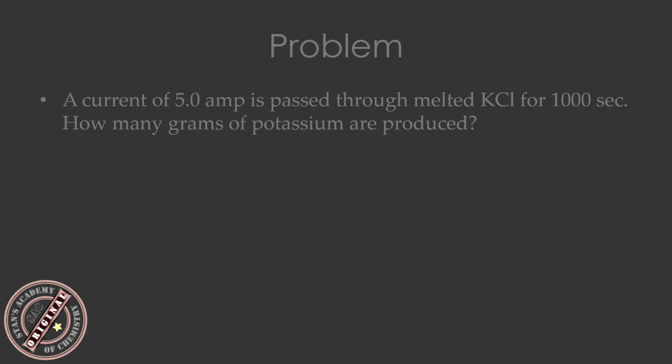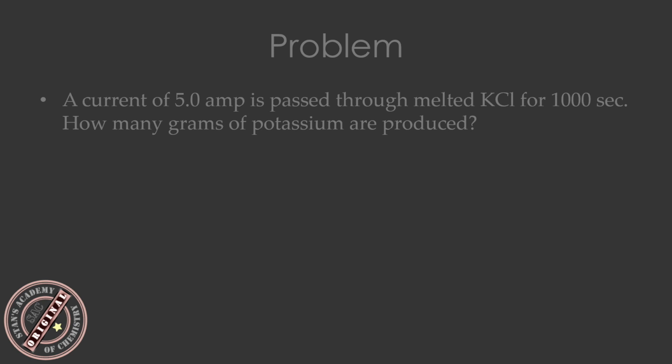Here is a problem for you. A current of 5 amperes is passed through melted KCl for 1000 seconds. How many grams of potassium are produced? So here you have a current strength I of 5 amperes, which means 5 coulombs per second, passed through molten potassium chloride, which means we only have potassium ions and chloride ions, and the time for which the current is passed is 1000 seconds.